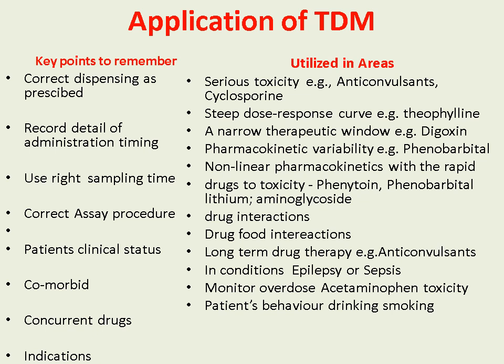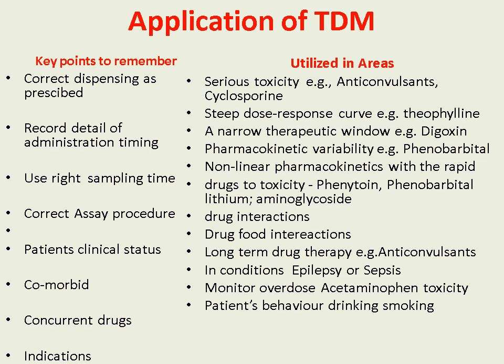Second, to make interpretation most accurate, the details of administration timing, the right sampling time, the details of the assay procedure, the patient clinical details, comorbid conditions, concurrent drug details, and the information about the indications should be available to make a valid decision through TDM for designing the drug regimen for a patient.